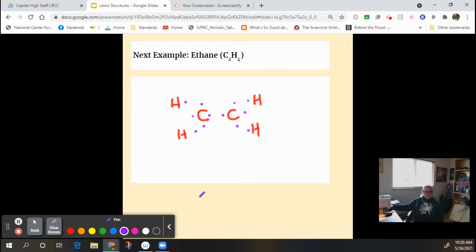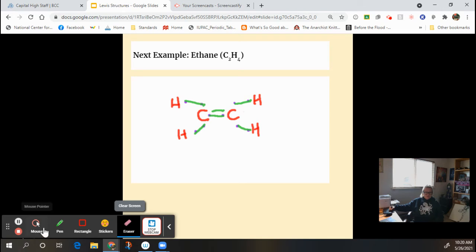And now we're going to start making our bonds. I can make a bond here between hydrogen and carbon, here between hydrogen and carbon, here, and here. I can also now see that the carbon is going to share these 2, but now carbon has 2 more to share, so I'm going to share those inside of there.